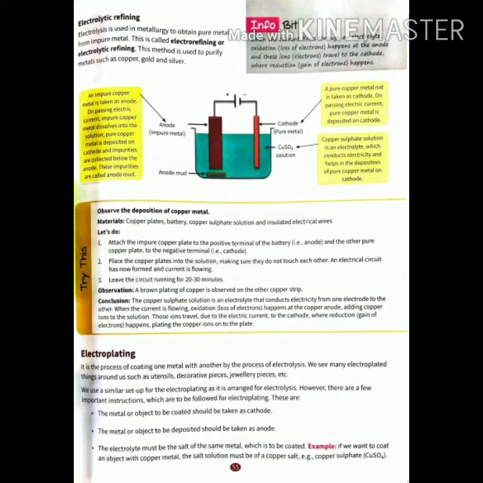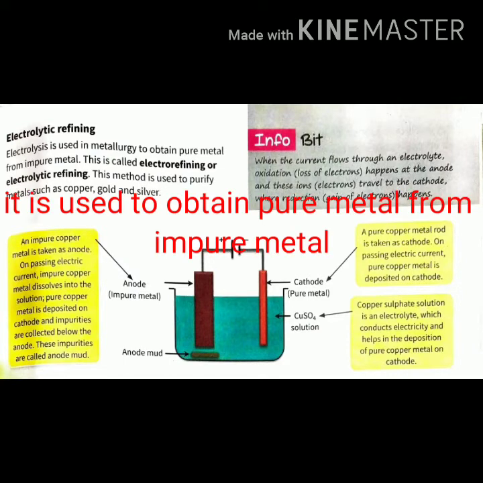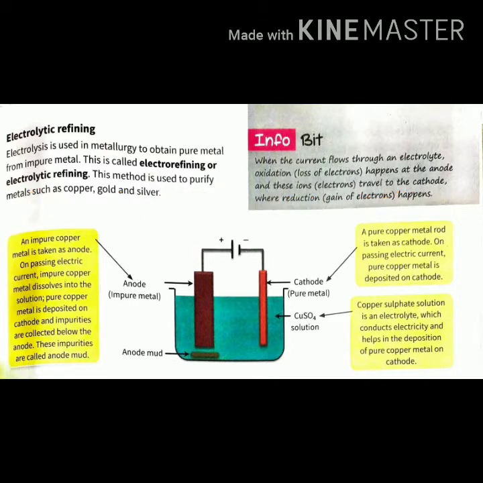So in today's topic, we are going to start with a new topic which is known as electrolytic refining. Electrolytic refining is also known as electrorefining, which is used in metallurgy to obtain pure metal from impure metal. This method is used to purify metals like copper, gold and silver.